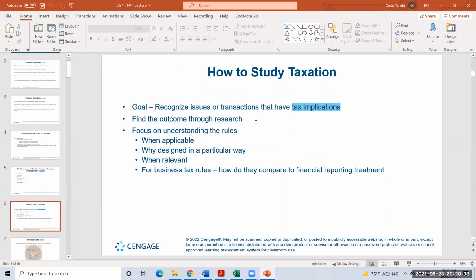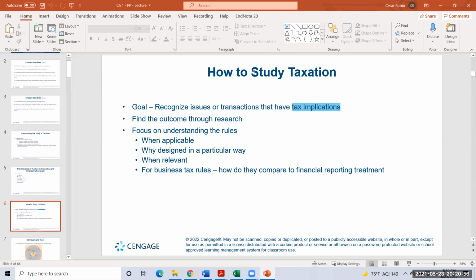Okay. So I want to start first with what I already mentioned, how to study taxation. I get a lot of questions from students asking me, how do I study for the exam, or how do I study for the homework? Or they think that they would have to memorize a lot.